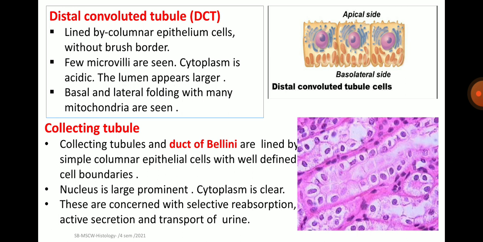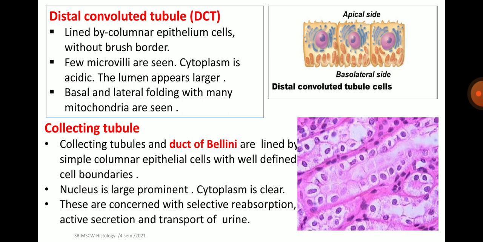So you can show this particular slide, where the collecting tubule also is mentioned, both the diagrammatic representation of the distal convoluted tubule, which is the figure drawn on top, and that of the collecting tubule shown below. Then you can mention the collecting tubule and duct of Bellini.